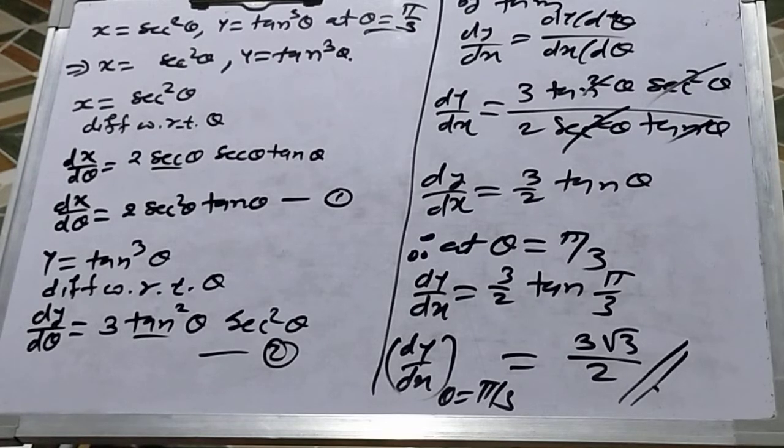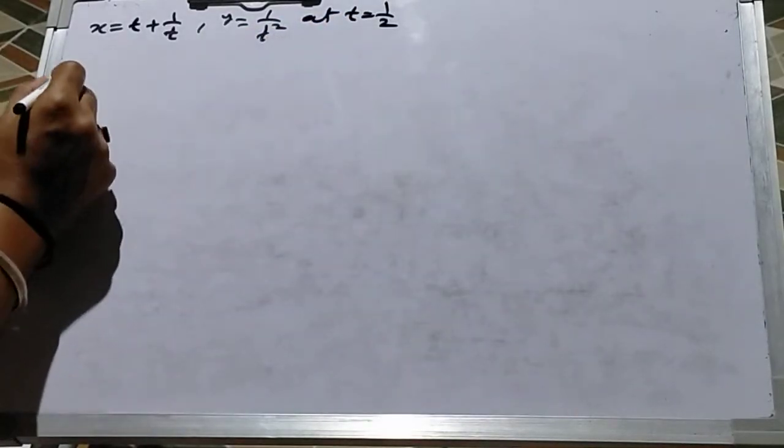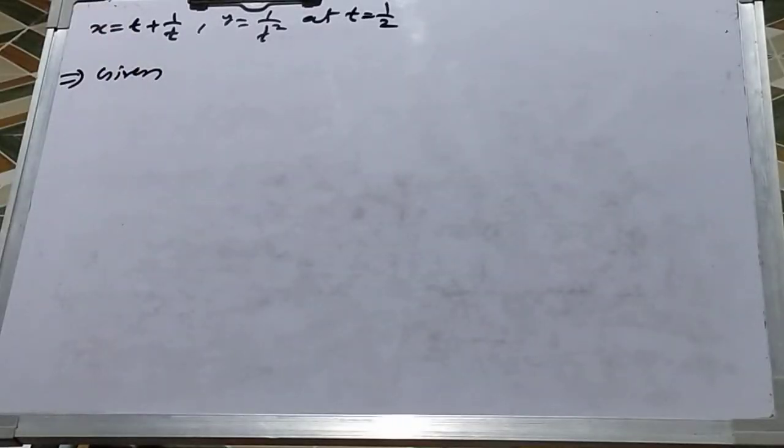Next: x is equal to t plus 1 divided by t, y is equal to 1 divided by t square, at t equal to 1 divided by 2. Now we are given here the parameter is t, so we differentiate x and y with respect to t.